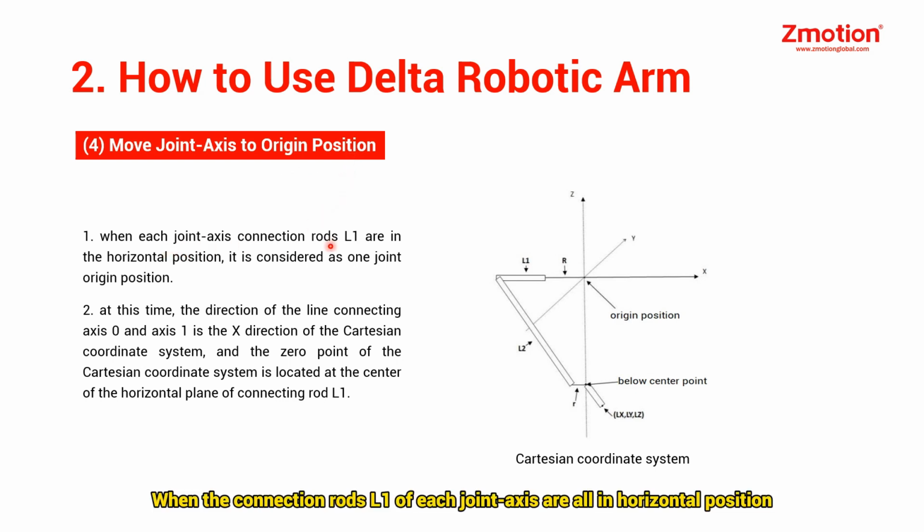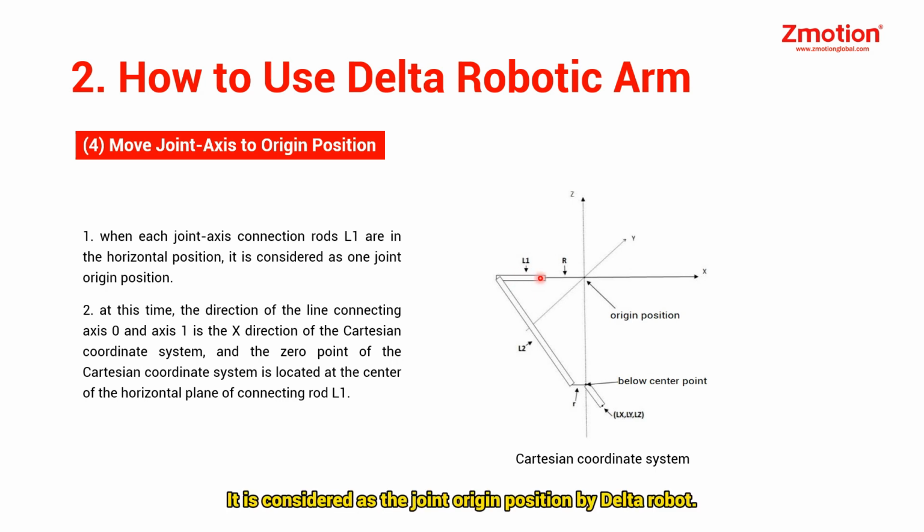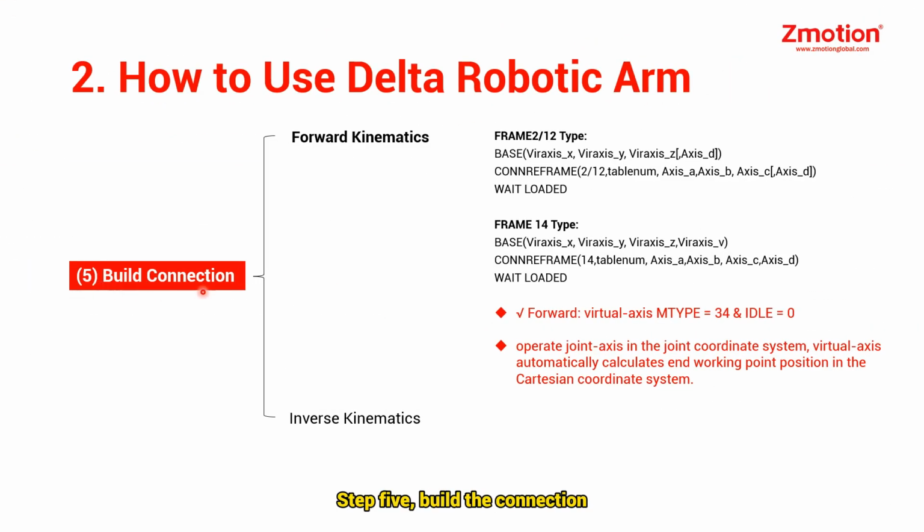Step 4. Move each joint axis to the set origin position. When the connection rods L1 of each joint axis are all in horizontal position, it is considered as the joint origin position by Delta Robot. Please refer to this graphic. Step 5. Build the connection. There are forward kinematics and inverse kinematics. Let's see one by one.